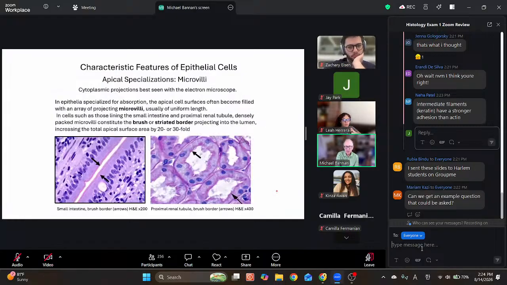This is a view of what the microvilli look like under a light microscope. You can't visualize them. What you do see is a brush border, and that's this pink line on the apical surface of these intestinal epithelial cells. And this is a section of renal tubules, which shows a brush border at the apical edge of the renal tubular epithelial cells.